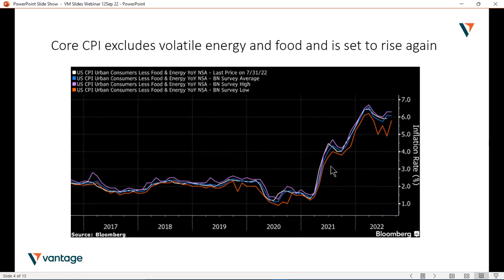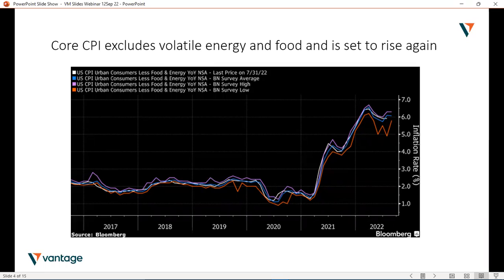But with this difference between headline CPI and core CPI, which I can't highlight enough, we might get a divergence, with headline falling and core CPI potentially rising.